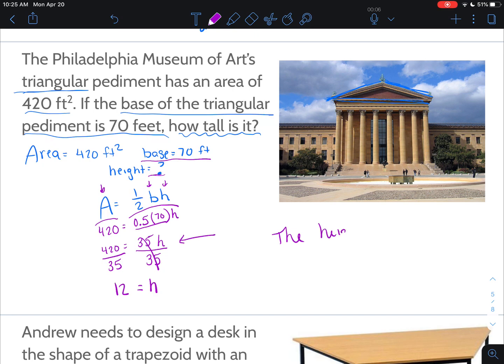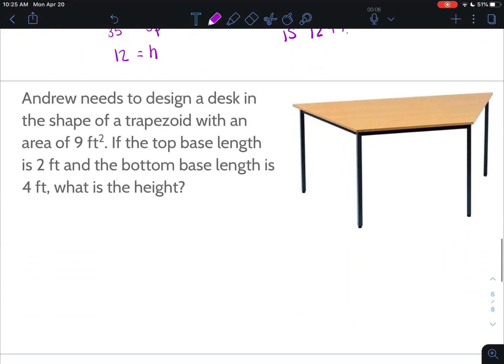So the height is 12, and we're talking about feet, 12 feet. Okay, pause it, write it down, and then we have one more to do.